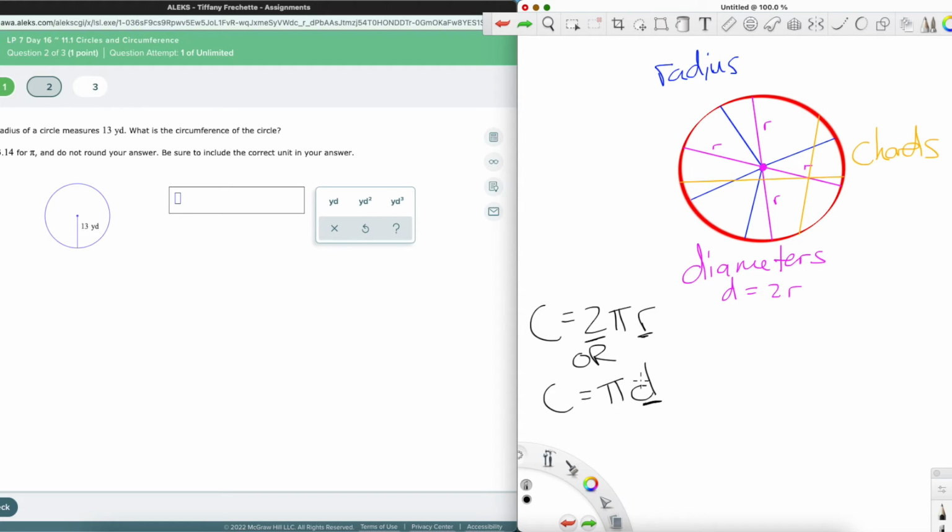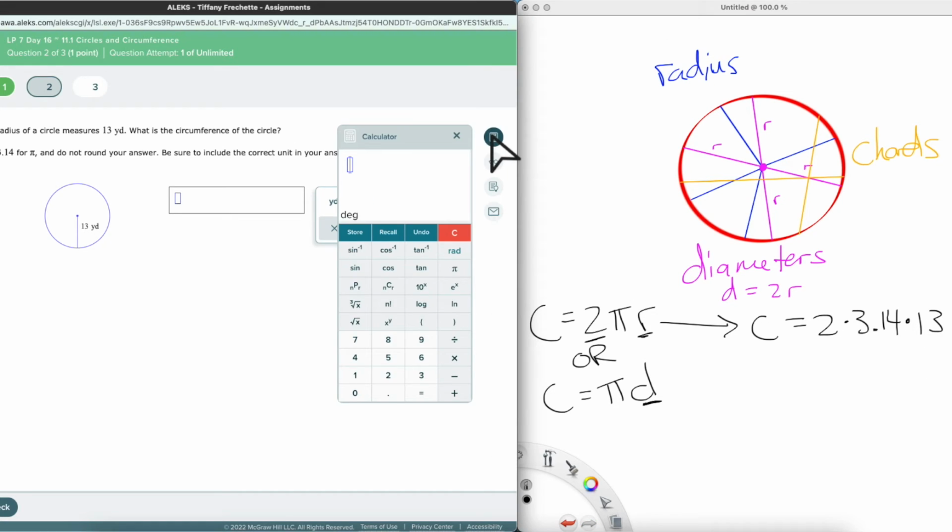I've seen this one give you radius and I've seen this one give you diameter, so make sure you're paying attention to which one they give you. They're giving us radius here, so I'm going to use this formula. C equals 2 times, instead of pi, they're asking me to use 3.14, and the radius is 13. They gave us a calculator because we have a decimal. Times 13, and I get 81.64. I can just copy this right over here.